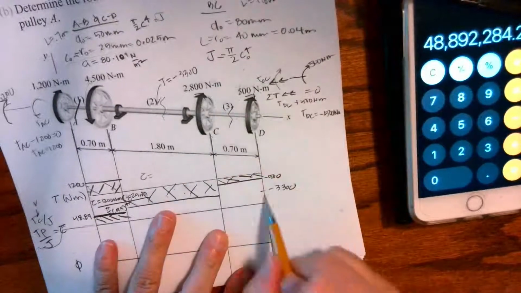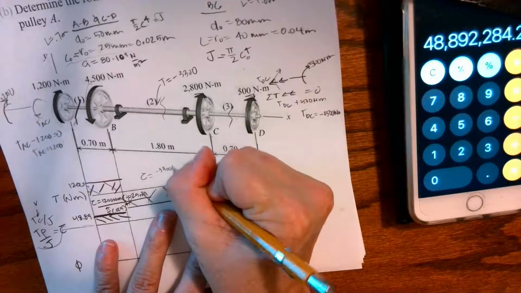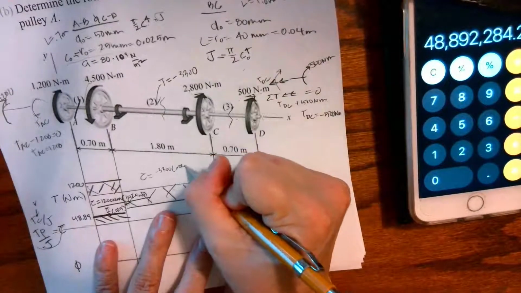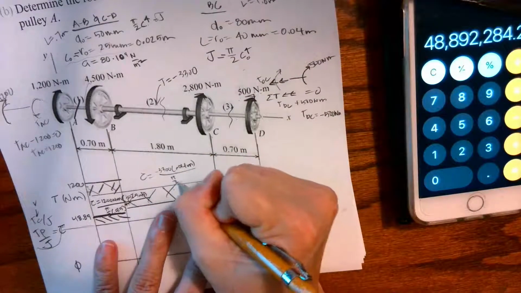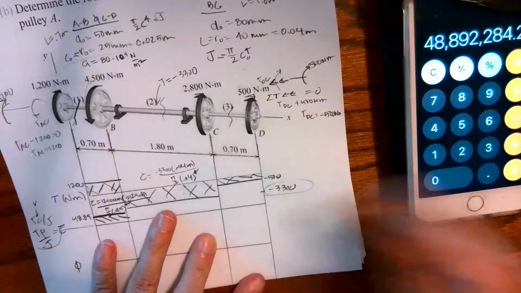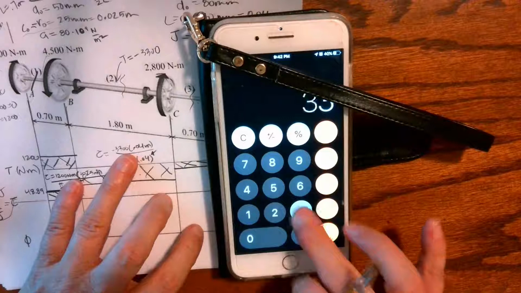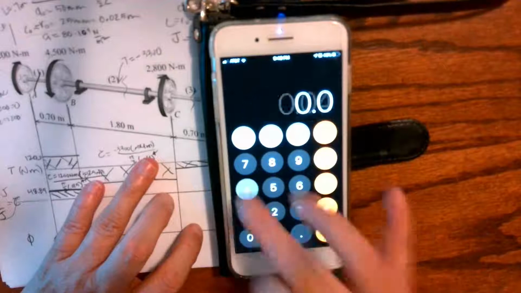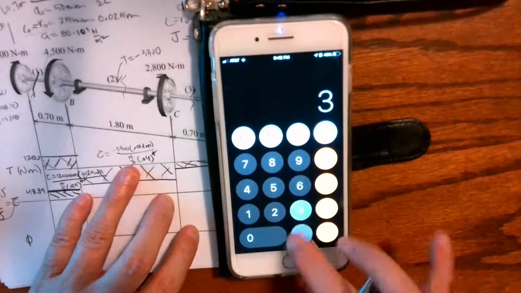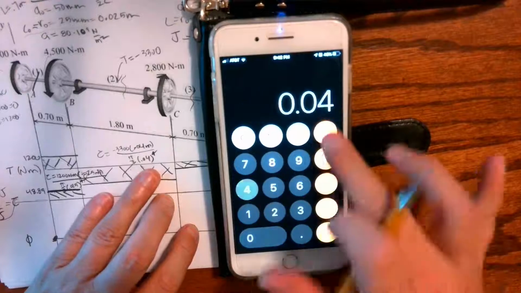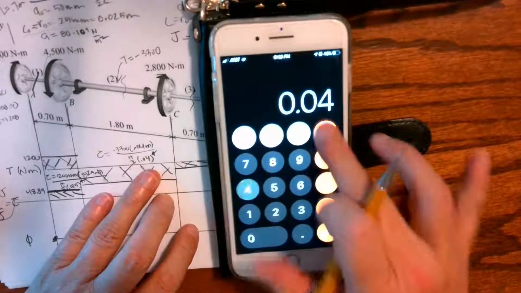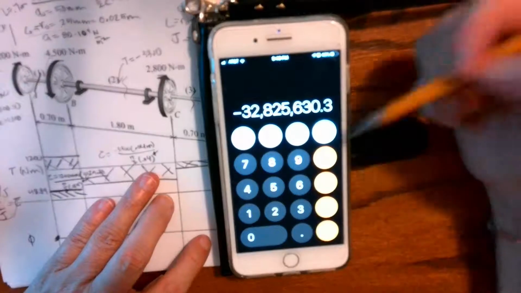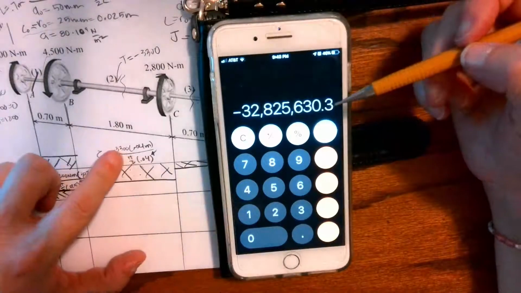We have a negative 3,300 torque. My outer radius is 0.04 meters, divided by pi over 2 times 0.04 to the 4th. So I'm going to do the same thing: 3,300, which is negative, times 0.04, times 2 divided by pi, divided by 0.04 to the fourth, and I get this very large number. Again, this is in newtons and meters because I've got everything consistently in Newton meters.